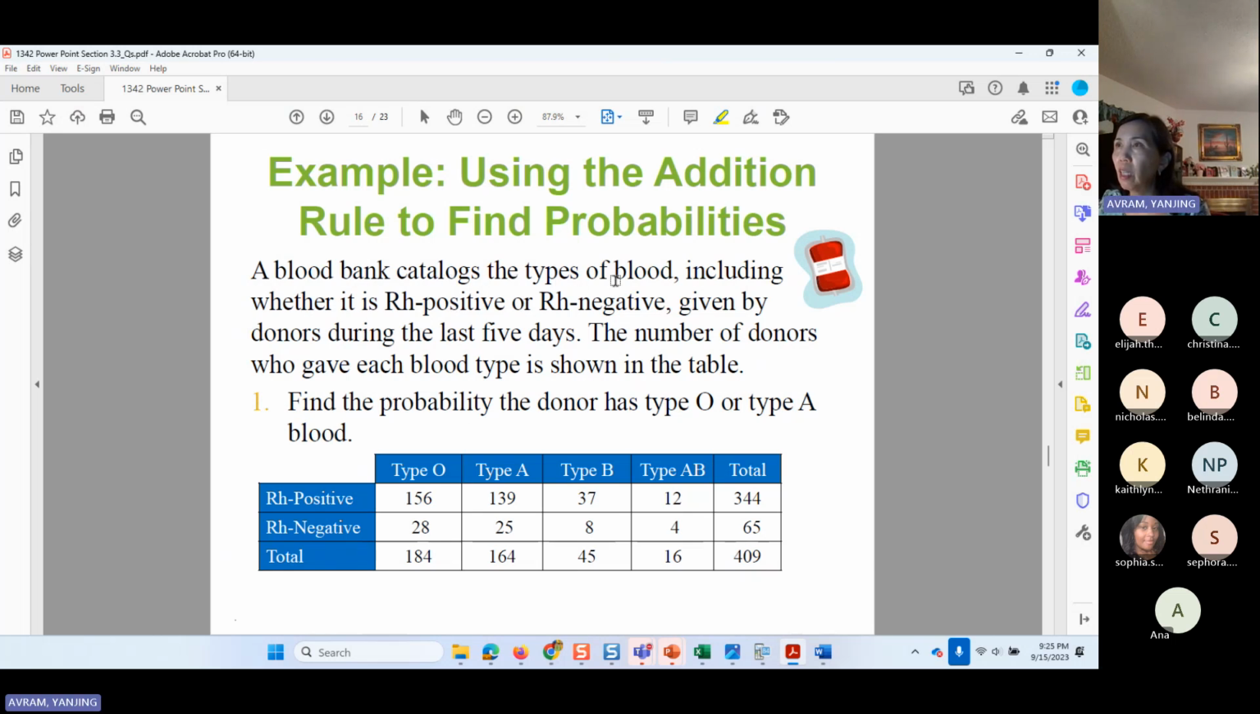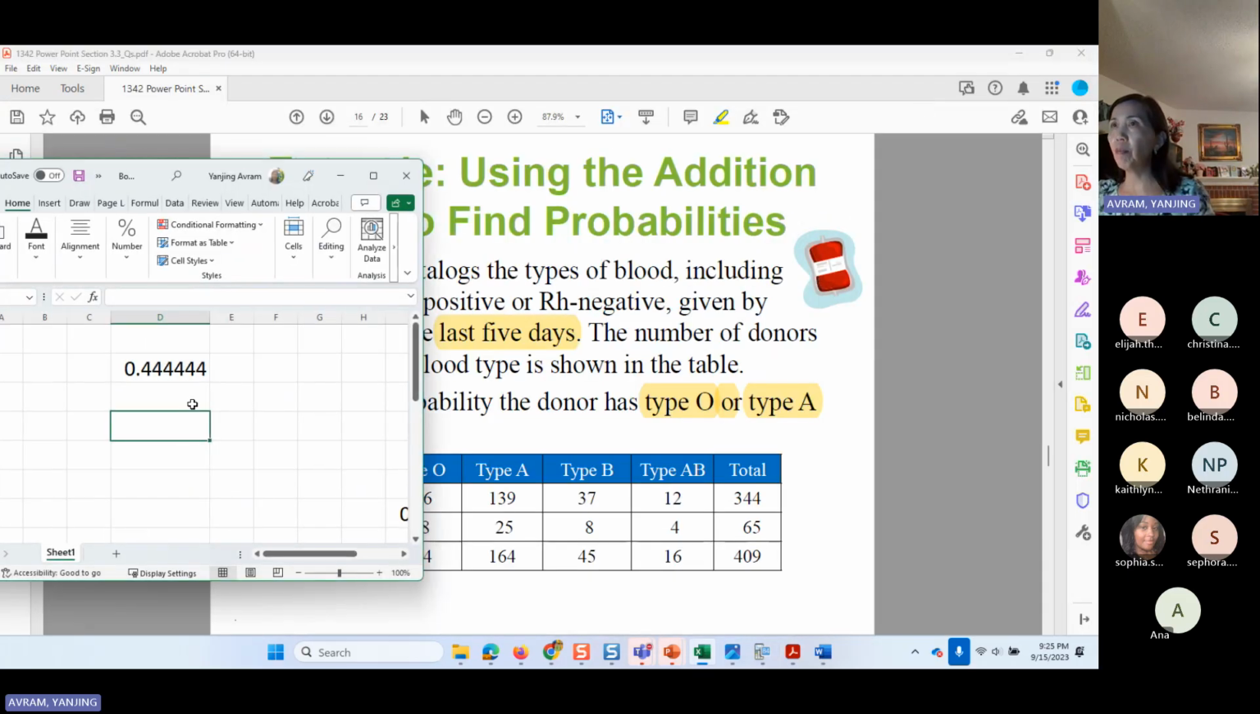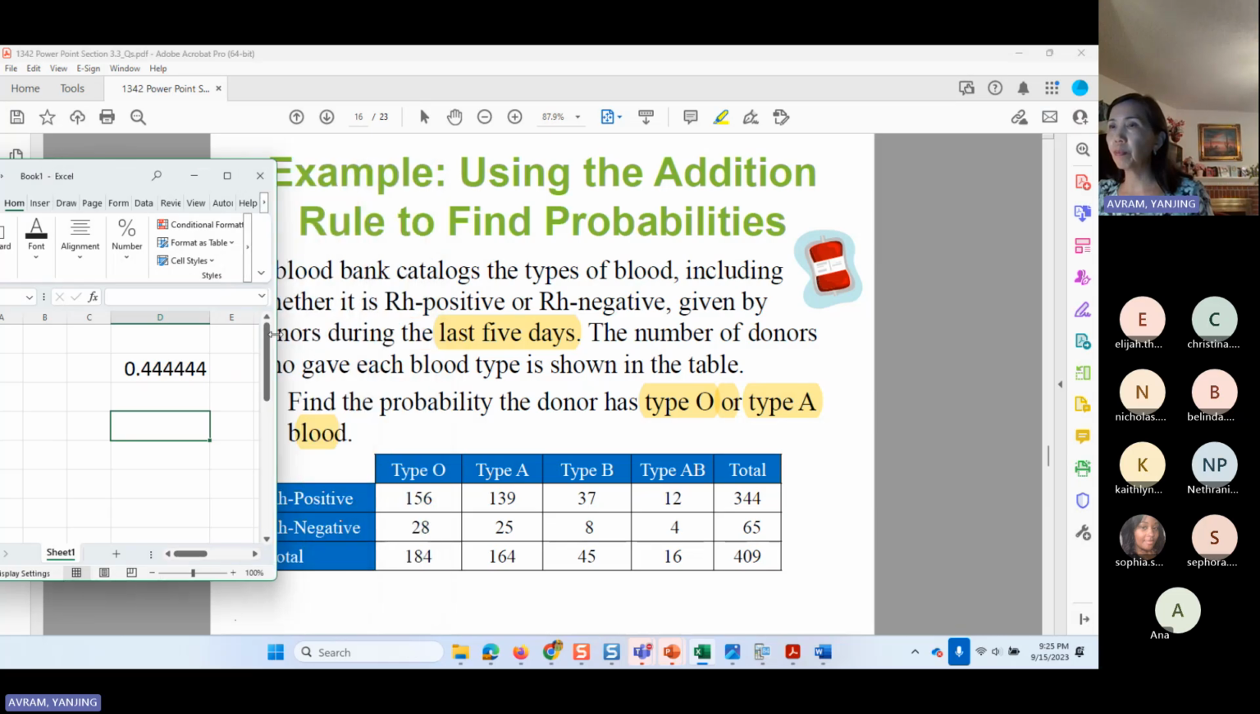Look at this table of blood types, where Rh is positive or negative. Given the last 5 years, we want to find the probability the donor has type O or type A blood. Okay, so type O and type A are mutually exclusive. Look at it. If you have a type O, you cannot have a type A. So that is mutually exclusive, so we're going to add these two together and then divide it by the total.